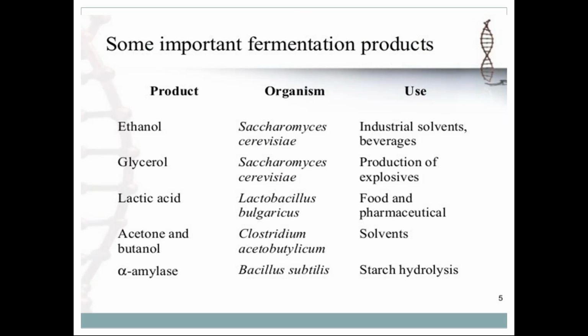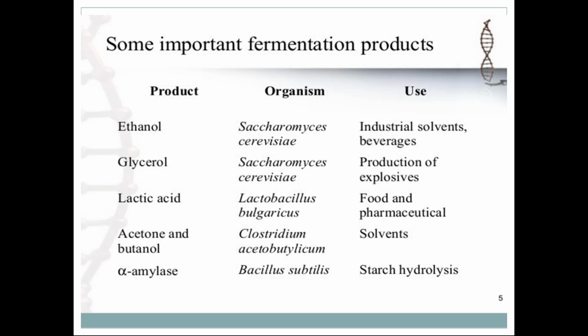Now there are some important fermentation products. First one, ethanol, by Saccharomyces cerevisiae. The organism is used industrially for solvents and beverages. Next one, glycerol. The organism is Saccharomyces cerevisiae. You have to note this down if you want. Okay, this is very important. Glycerol is produced by Saccharomyces cerevisiae.